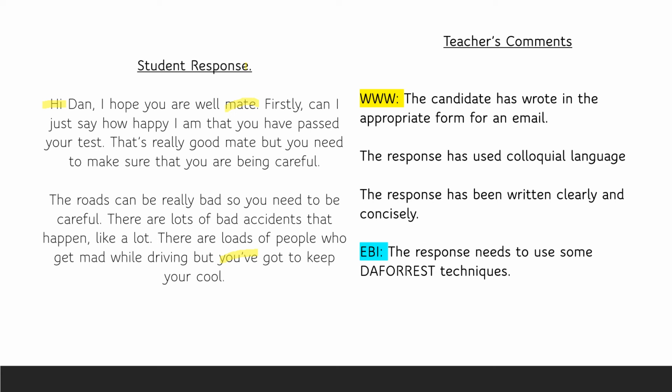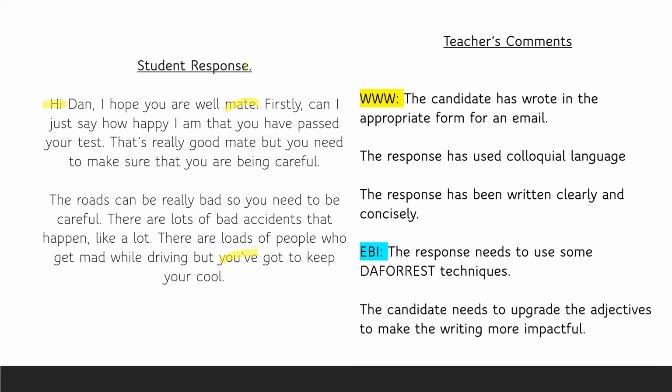The next thing that the teacher has said then is that the response needs to use some language techniques. So it hasn't used any of the techniques, or at least hasn't used them in any meaningful sense to actually help it get another mark. So if you do want to actually use this response as a starting point to respond to the question, please feel free to do so. It would be important to use some of the ideas and see if you can improve them to make them a bit more engaging. The candidate needs to upgrade the adjectives and make the writing more impactful.